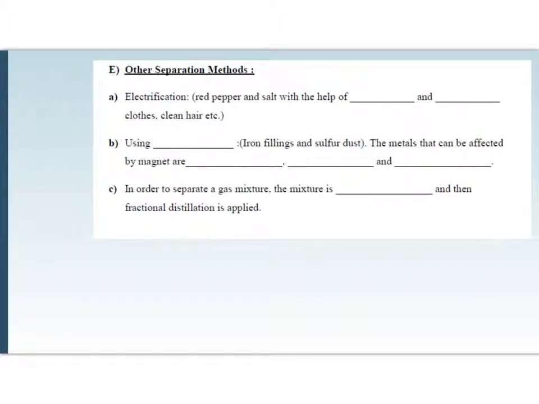So what are other separation methods? Electrification. For electrification you need ebonite and some woolen clothes. And if you like to use a magnet, you can use a magnet for the metals iron, cobalt, and nickel. And if you like to obtain a gas from a gas mixture, first you condense all the mixture and apply fractional distillation.